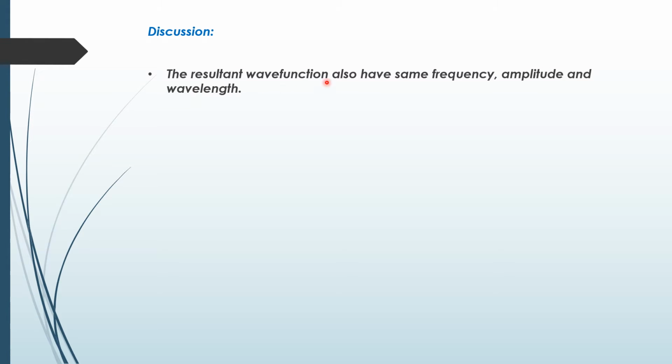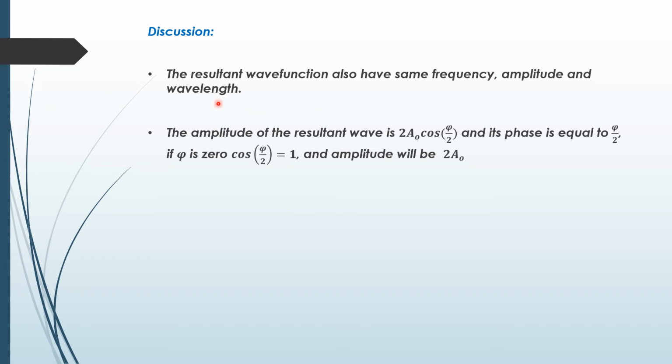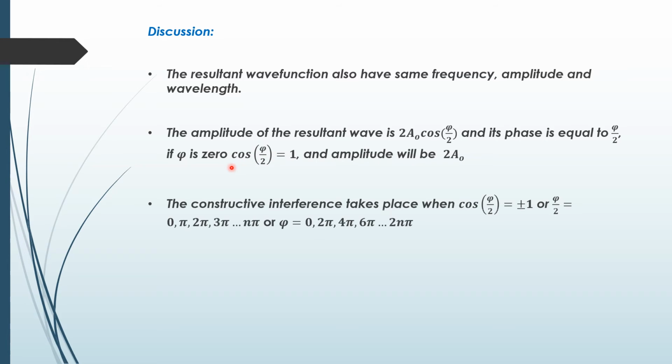So let us discuss the final expression. The resultant wave function also has the same frequency and wavelength, and the amplitude of the resultant wave is 2a0 cos phi by 2, and its phase is equal to phi by 2. If phi is 0, cos phi by 2 is equal to 1, which means that the amplitude will be 2a0, since cos of 0 upon 2 is equal to cos 0, which is 1.